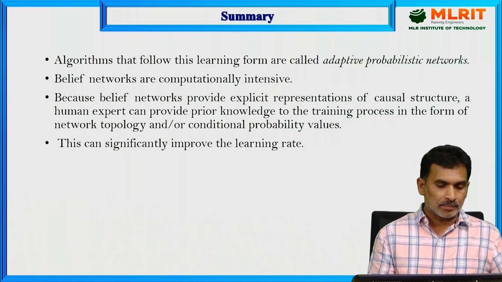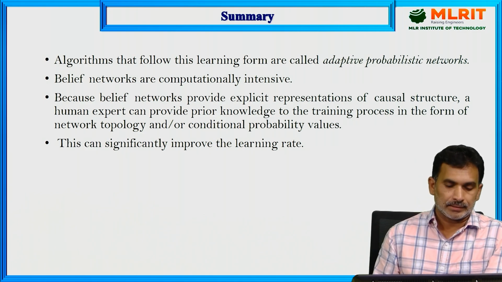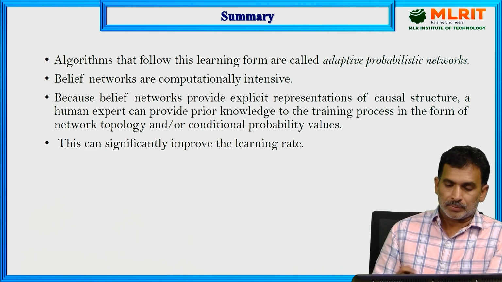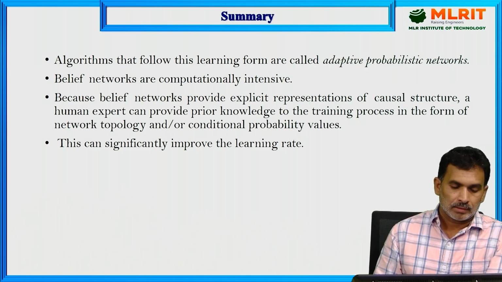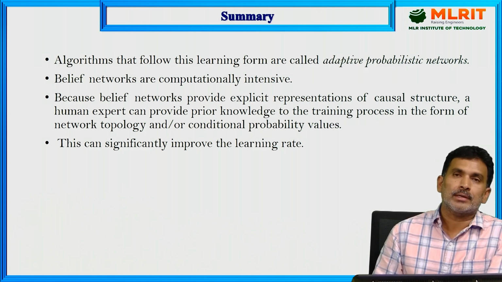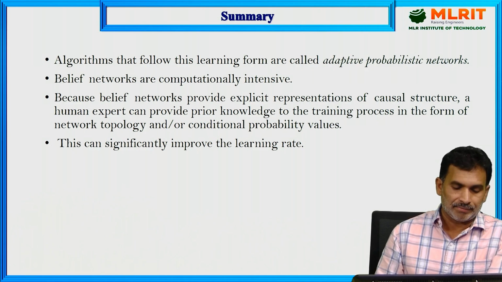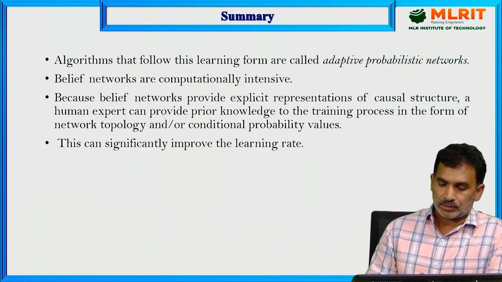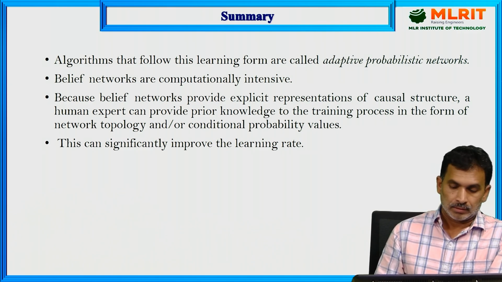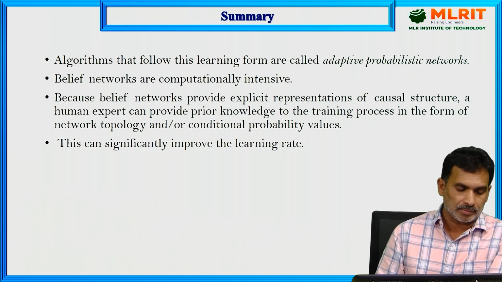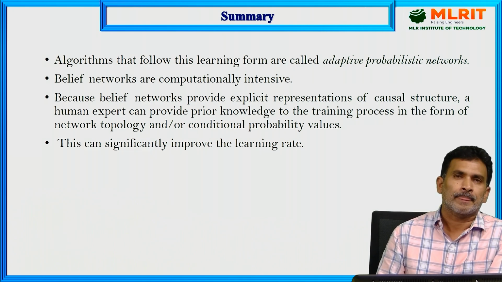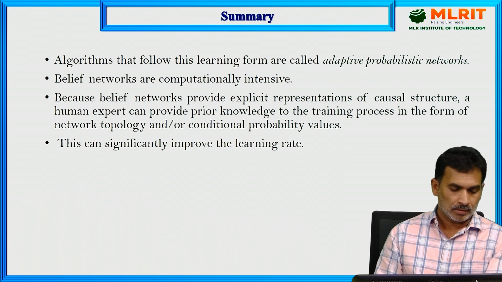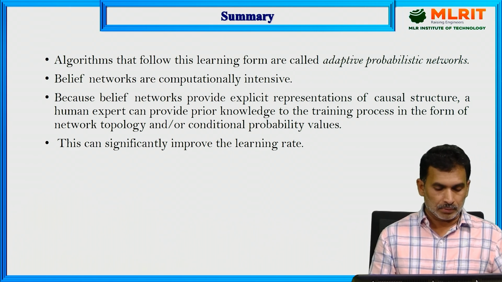Algorithms that follow this learning are called adaptive probabilistic networks. Belief networks are computationally intensive because they provide explicit representation of causal structures. A human expert can provide prior knowledge to the training process in the form of network topology or conditional probability values. This can significantly improve the learning rate.